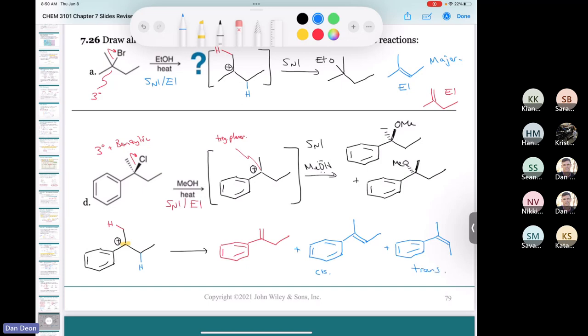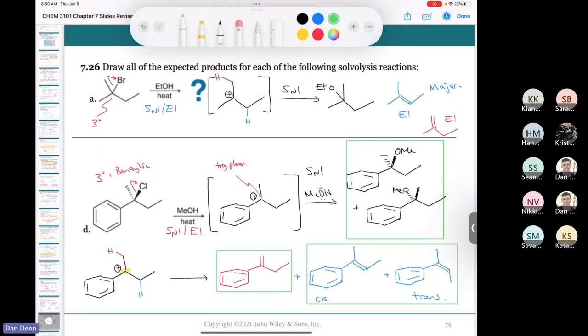And so I get a total of five compounds in this case. I get the two enantiomers from the SN1 reaction. I get the Hofmann product from removal of the red beta proton. And then I get a mixture of both the cis and the trans product when I remove the blue beta proton. So you get a total of five compounds in that one.